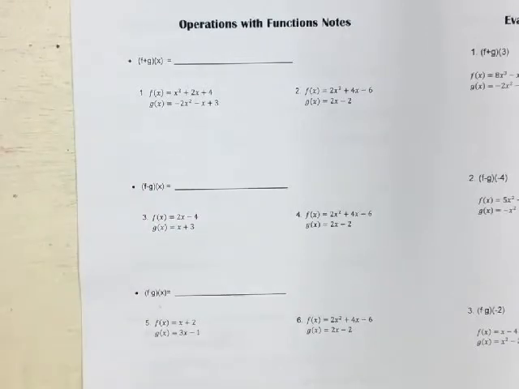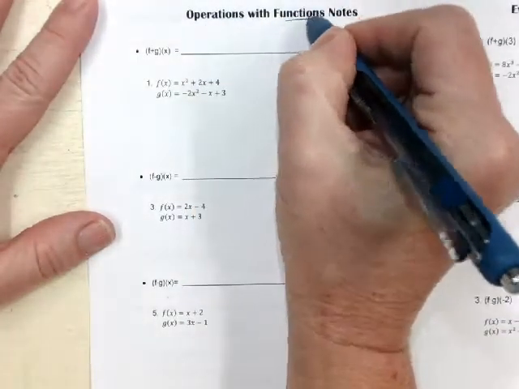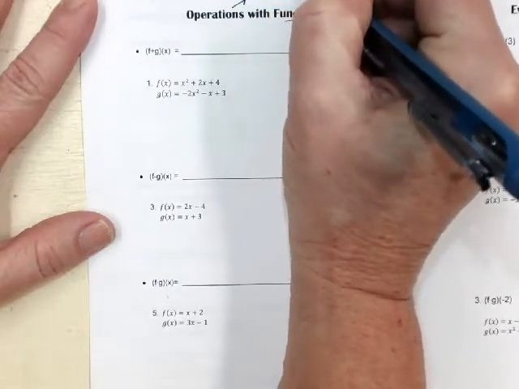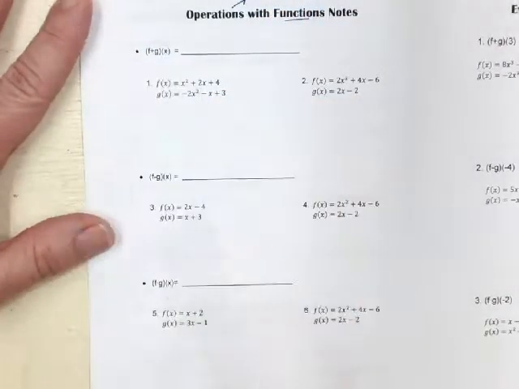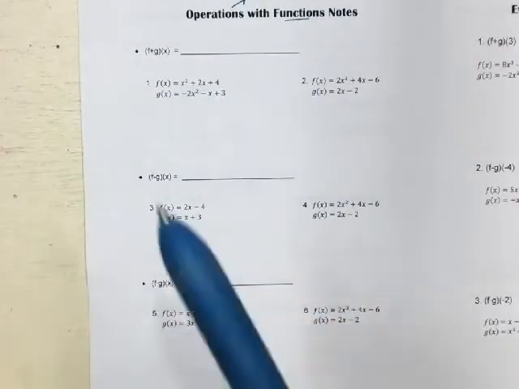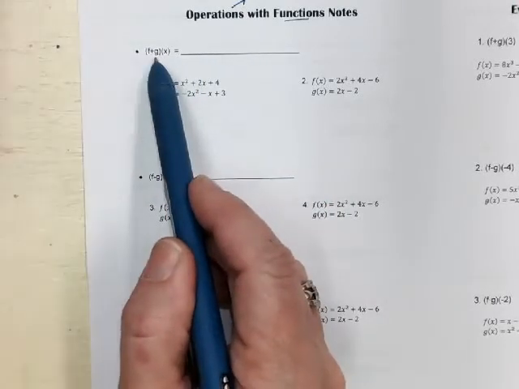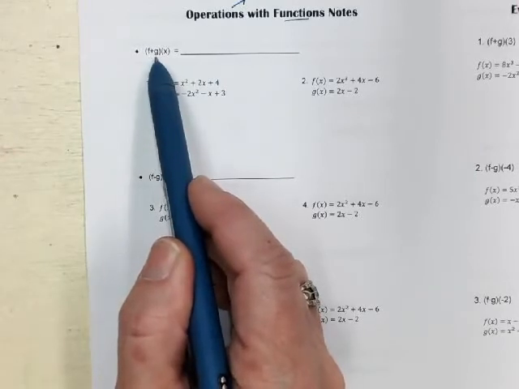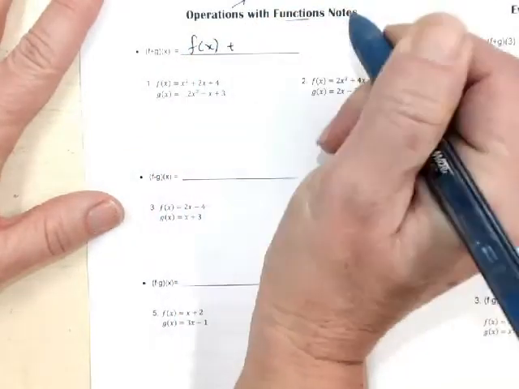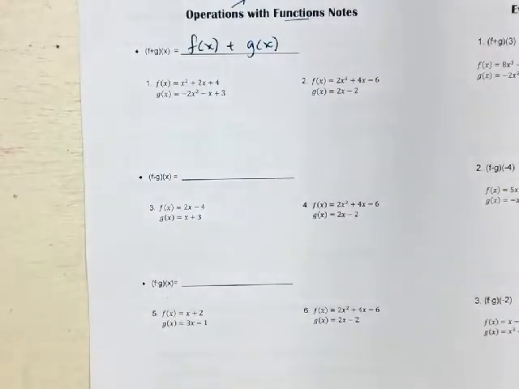Alright, so we're going to start with operations of functions, and really this is just exactly like operations with polynomials. You do the same thing. The only difference is everything is given to us as a function, so we're going to use function notation to show what we are doing here. If the notation says f plus g of x, it just means you're going to take this function and add it to this function. That's all that means. You're going to add the two functions together.